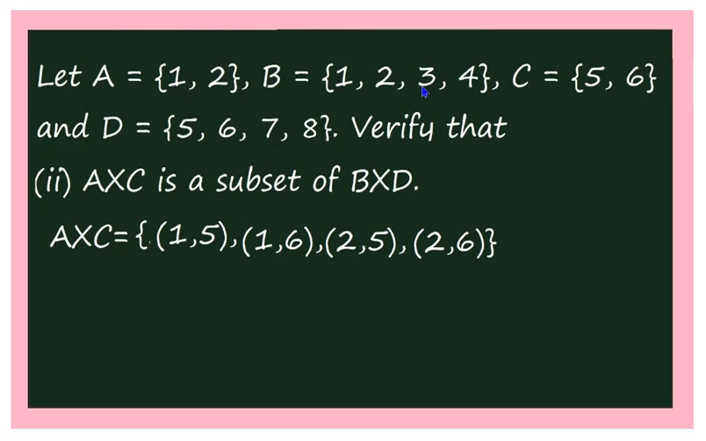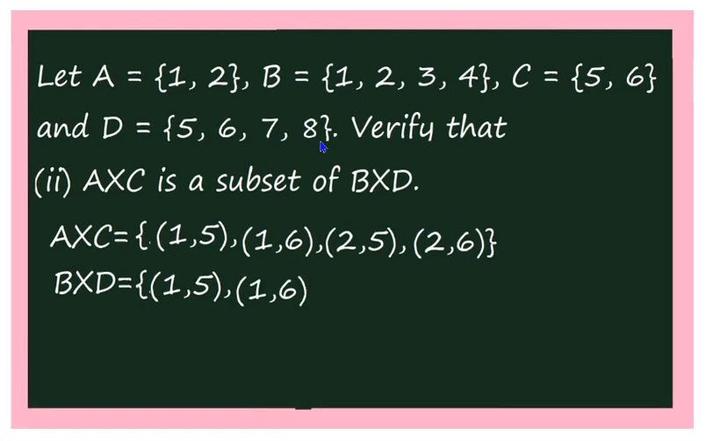And what are the elements in B × D? B has 4 elements, D has 4 elements. B × D will have 16 elements and you have to write all the 16 elements carefully. B × D is equal to (1, 5), (1, 6), (1, 7), (1, 8), like this you have to write.